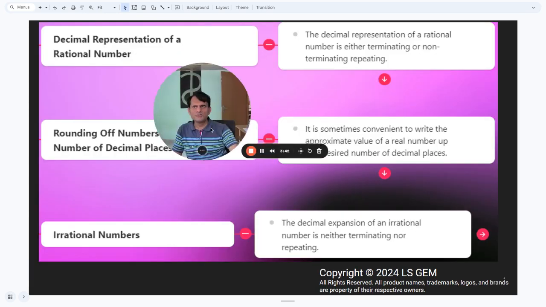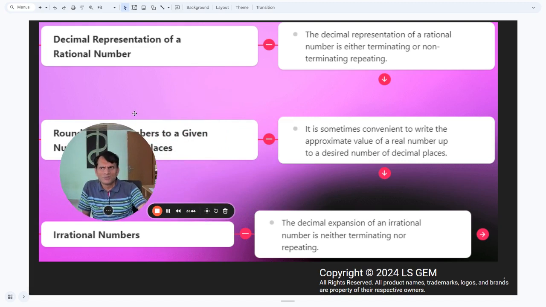Then let us see how we represent rational numbers as decimals. The decimal representation of rational numbers is either terminating or non-terminating, repeating. That is one of the other features of rational numbers.